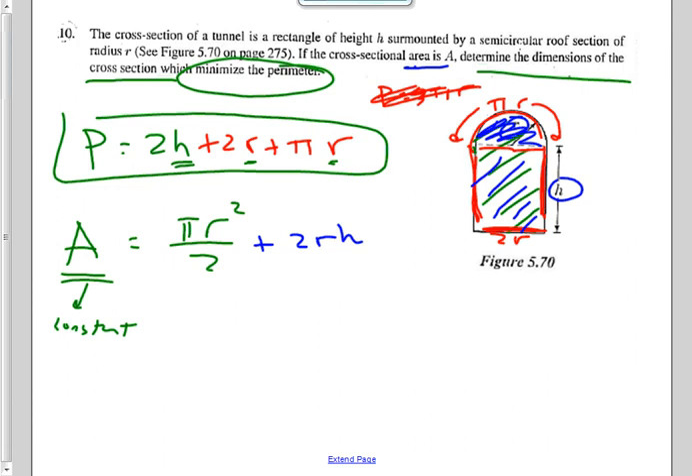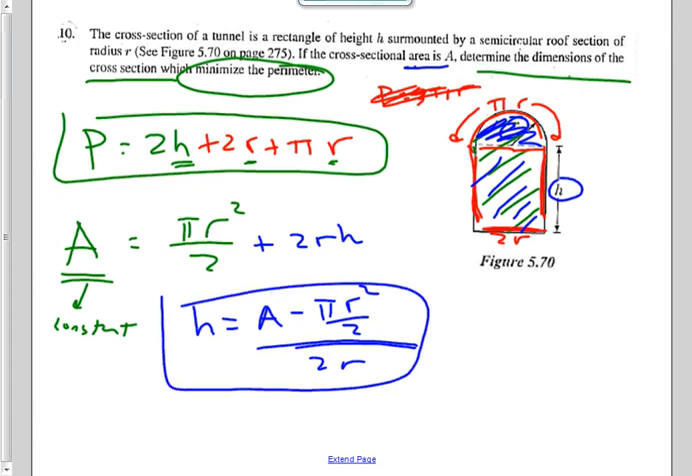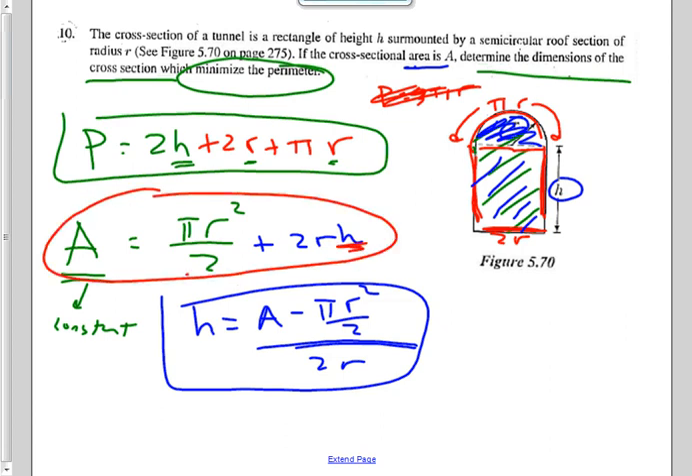What is the easiest thing to solve for here? I think clearly it's h. So we can find that h equals A minus pi r squared over 2, all over 2r. But this comes from solving this equation here for h. So I just subtracted this and then divided by 2r. Simplifying this a little bit, we get h equals A over 2r minus pi r squared over 4r.